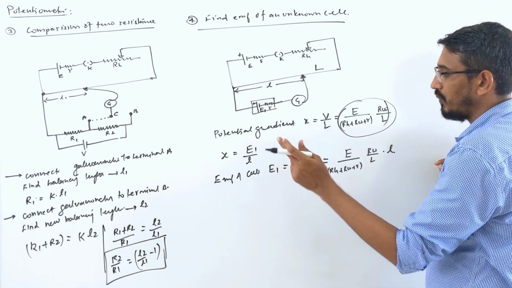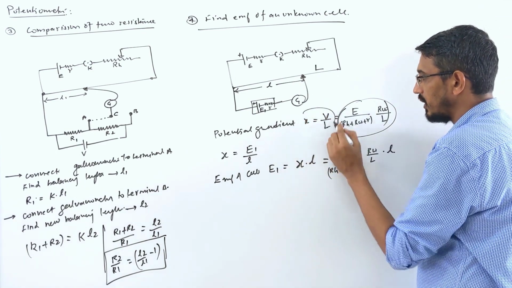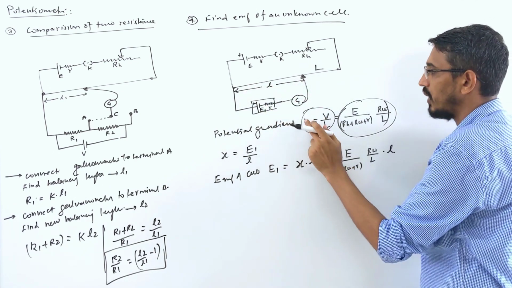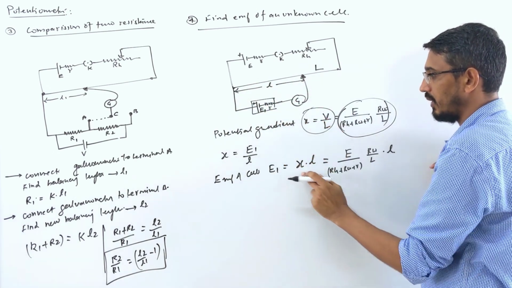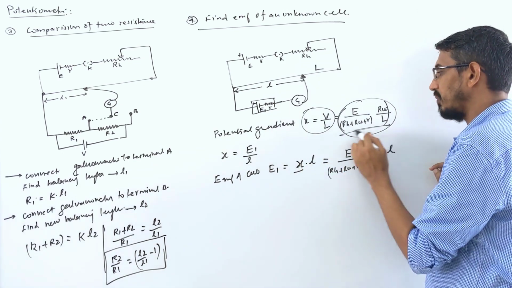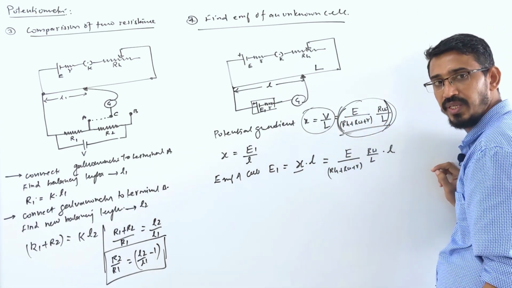So look here, if you know the potential gradient, then you can write this formula: the balancing potential is equal to the potential gradient times the balancing length. If the potential gradient is not given to you, then you have to find it using this complete formula. It's the complete formula to find the potential gradient.